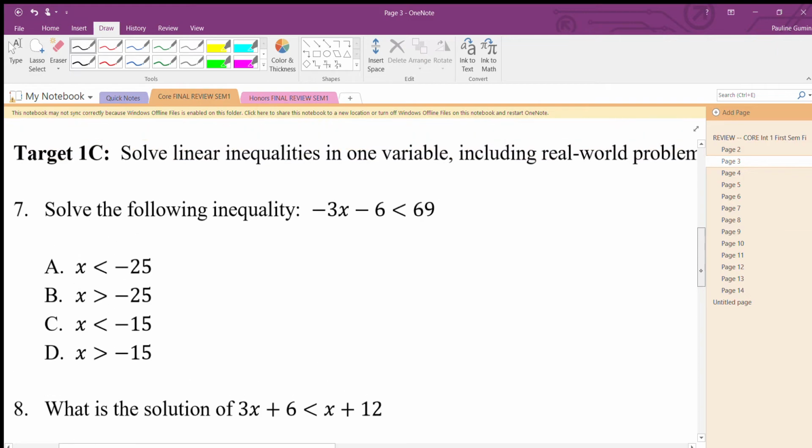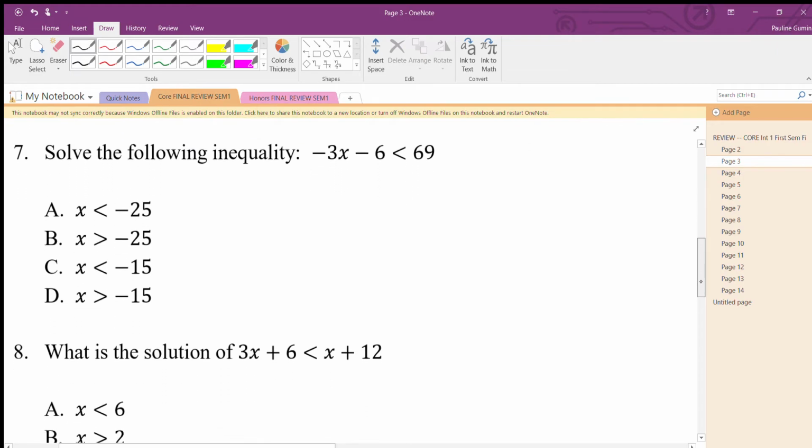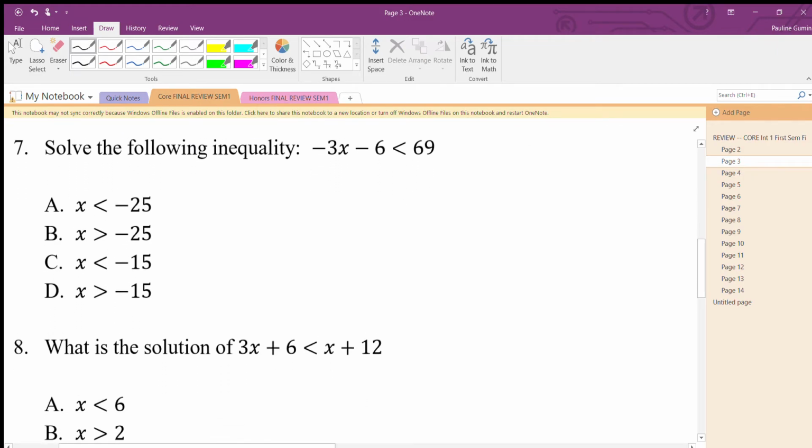Okay. Now, let's solve an inequality. Solving inequalities is very similar to solving equations. There is one special rule, and that is if you divide or multiply by a negative number, you must flip your symbol. Let's see how this one goes.